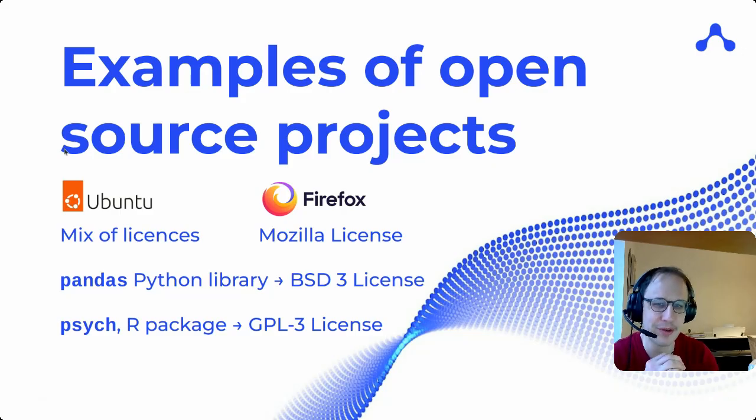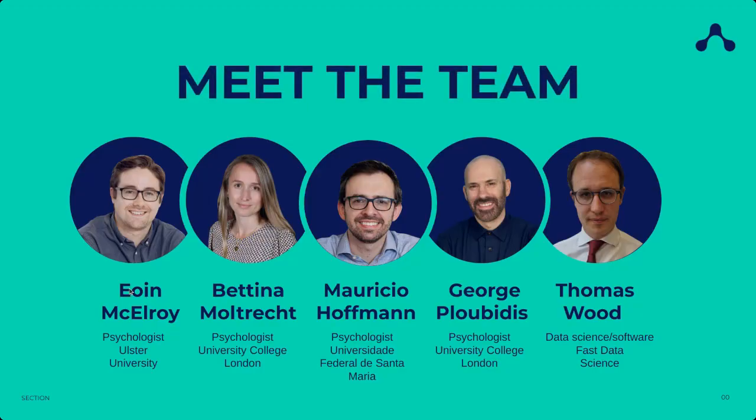We're aiming to follow in the footsteps of some well-known open source projects which have communities contributing around the world, such as obviously the Ubuntu project, which is an operating system alternative to Windows and Mac, and Firefox, the browser. All of these have different open source licenses. There's also things like the Python library Pandas, which is under a license called BSD3, and an R package called Psych, which is for psychologists, and that's using GPL3 license. So our license is the MIT license.